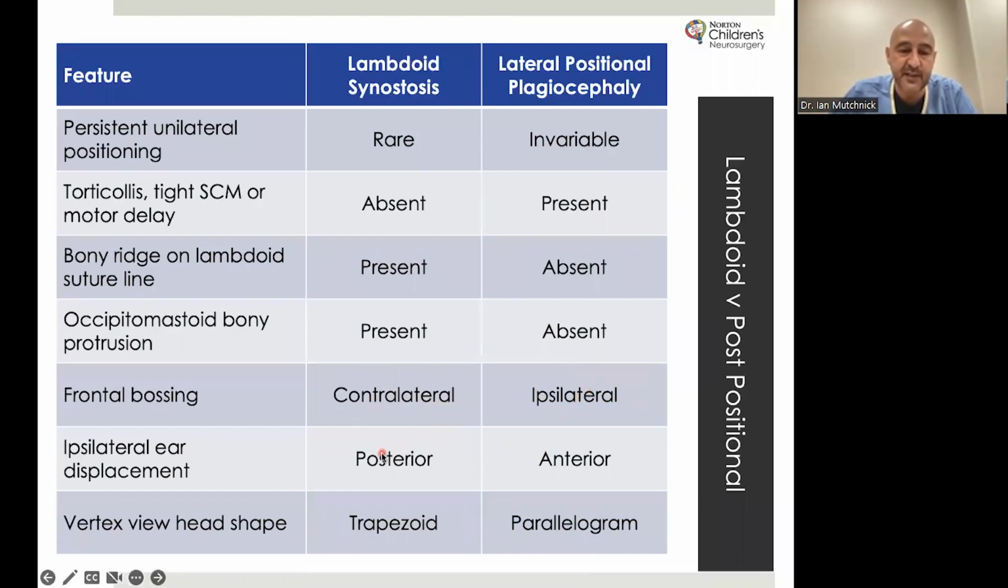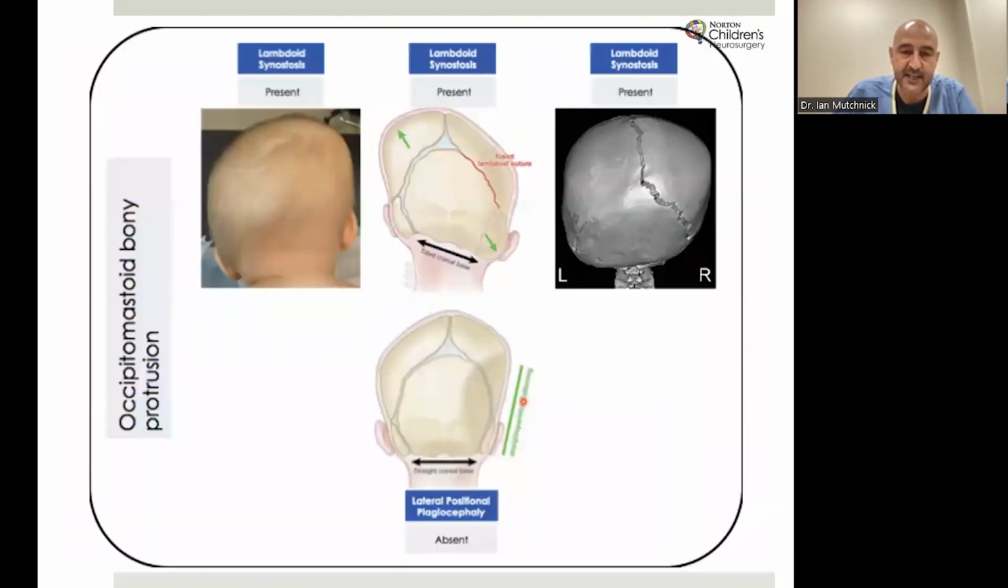Ipsilateral ear displacement is posterior because there's skull restriction in lambdoid synostosis. Here it's been pushed forward, just the same as this. It is a time-pressure curve, and if it flattens enough, then the ear will move forward, and if it flattens even more, then the forehead will boss. And if you look at the top of the head, you can see that the head is shaped like a trapezoid in lambdoid synostosis because of the growth restriction, and it's shaped like a parallelogram in which one side has been shifted forward in lateral plagiocephaly. Again, we'll have some pictures in a second.